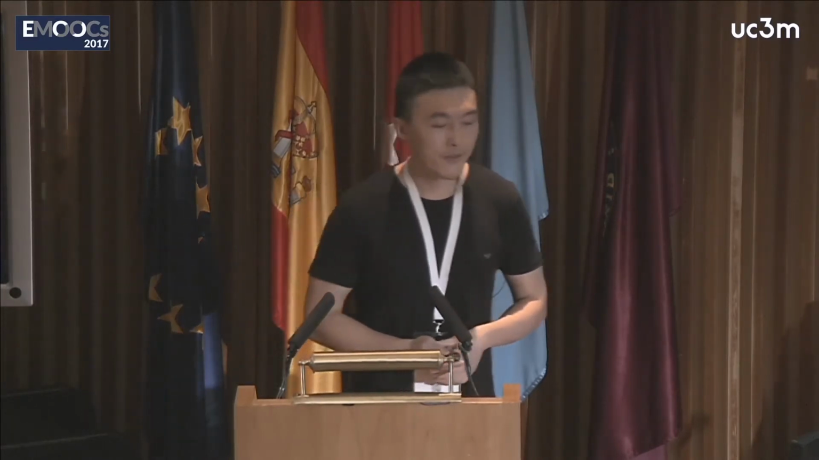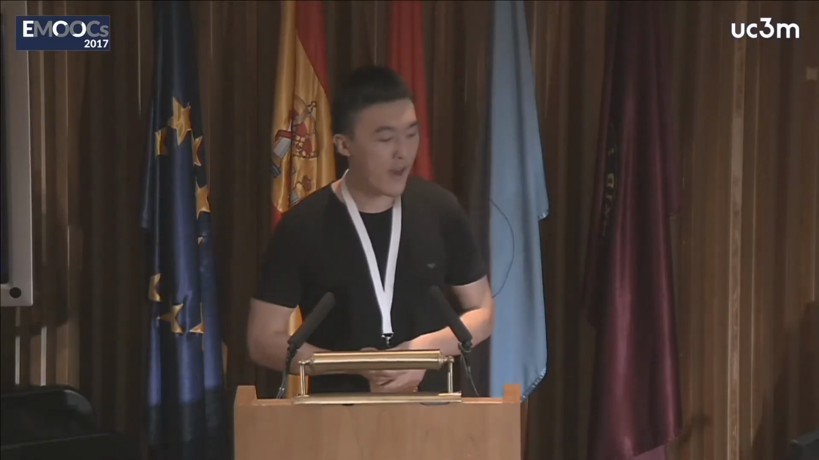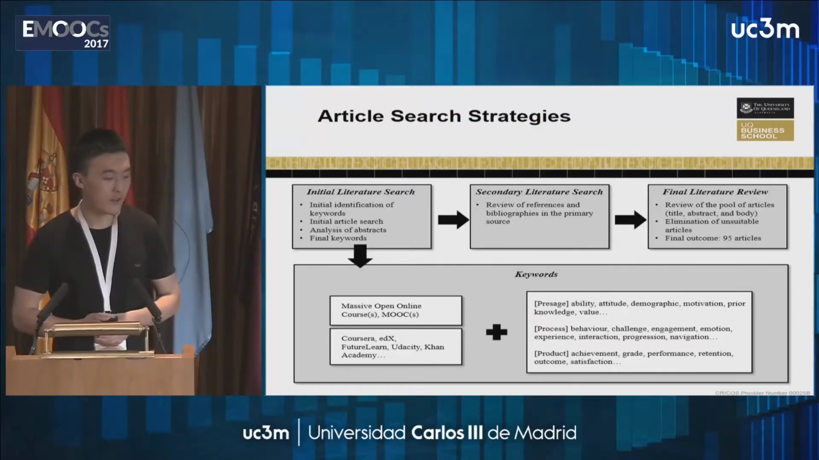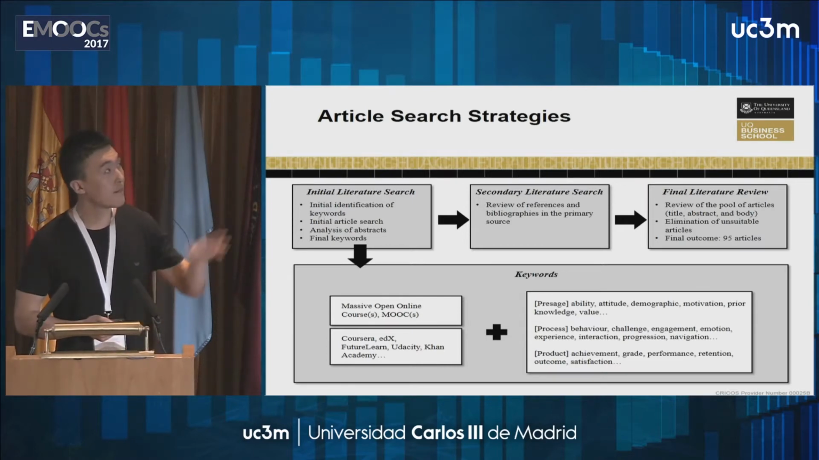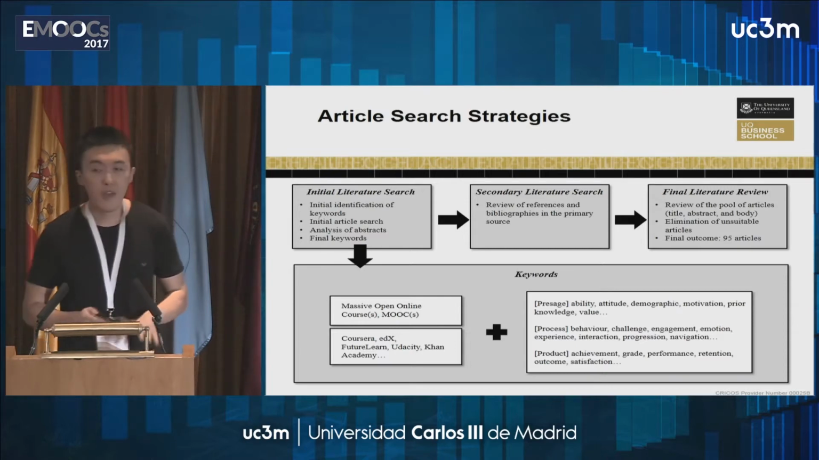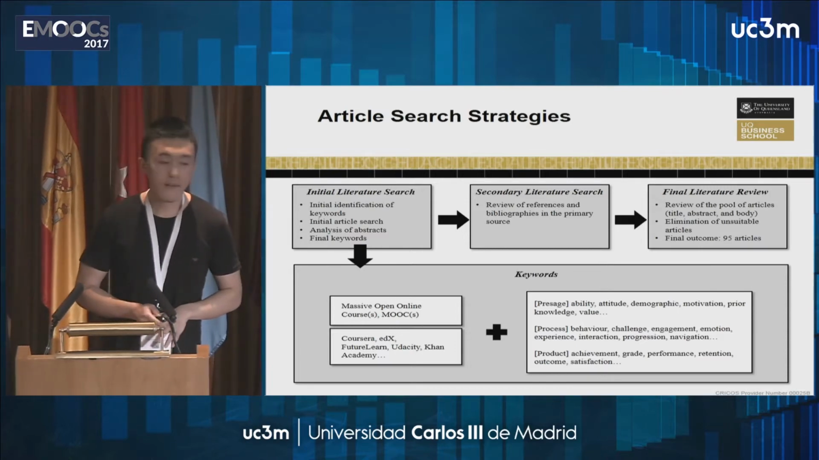Well, article search strategies. We paired to search for the literature. We paired the keywords massive open online courses, or its acronym MOOCs, and the names of the major leading MOOC platforms such as Coursera and edX, with keywords identified in the 3P model at different stages: pre-search, process, and product. And there are several selection criteria.